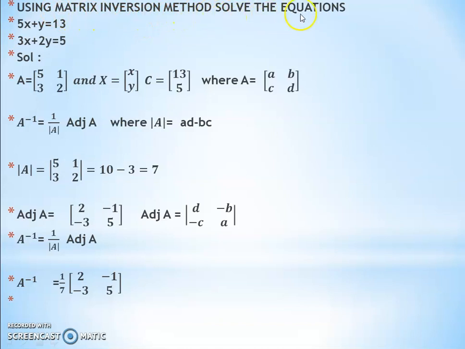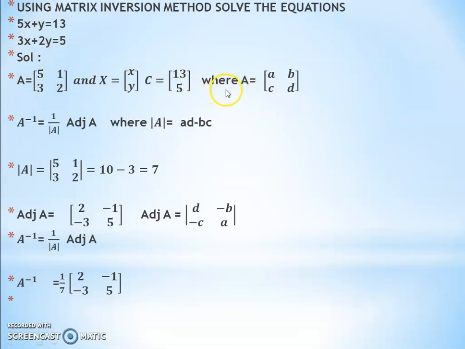Using the matrix inversion method, solve the equations. In our basic mathematics chapter on matrices, the matrix inversion method is solved by the adjoint method only. So 5x plus y is equal to 13, 3x plus 2y is equal to 5. I take 5, 1, 3, 2 as a matrix A, and X is the column x and y. That is, our first row is x and in the second row we consider y. Using this multiplication we get AX. C is equal to 13 and 5.